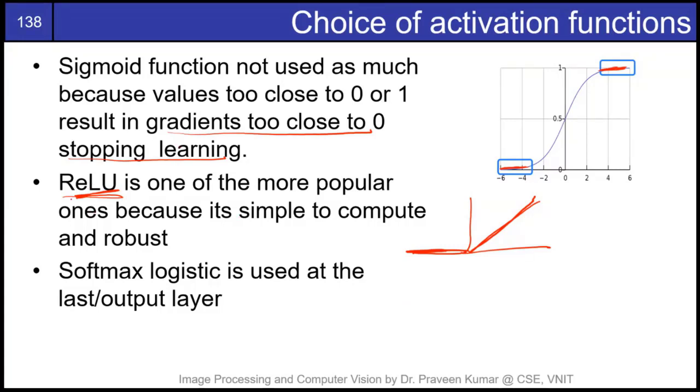So for training purposes, ReLU works better at intermediary layers. And at the last layer, mostly people use a softmax logistic layer because we have multiple classes. The softmax function does a good normalization of the probability scores, so we use those at the last layer.